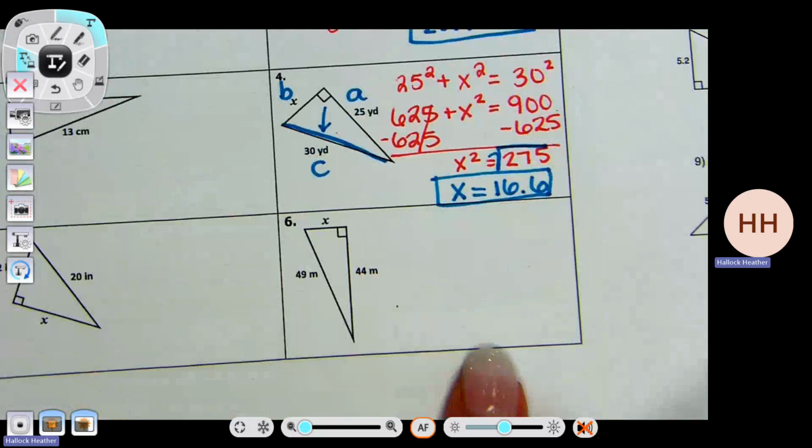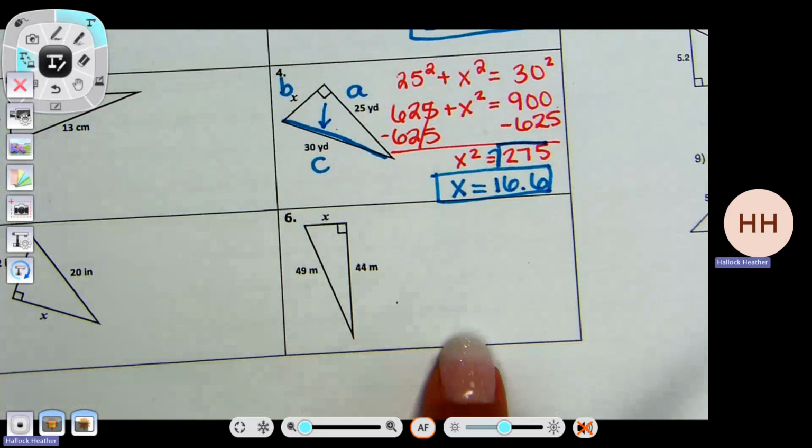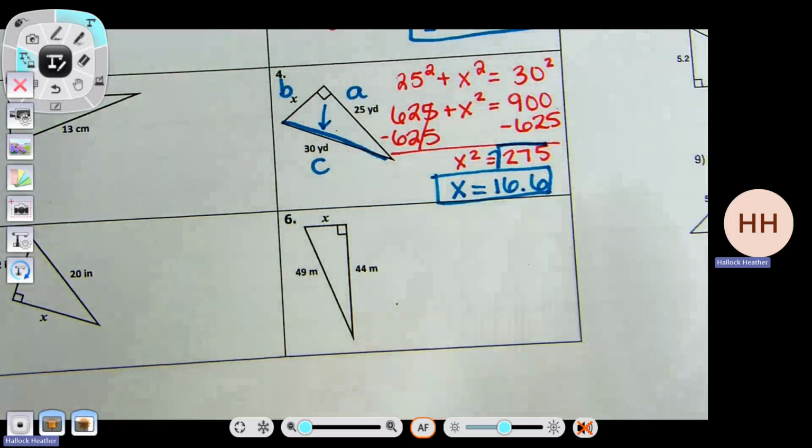Okay, so I want you to try to see if you can figure out the next one. Just go directly underneath it. Try 6. I would start by labeling the triangle. Figure out which side is C. It's always the longest. If two sides look like they're the same length, it's the side across from the 90-degree angle. That's C.